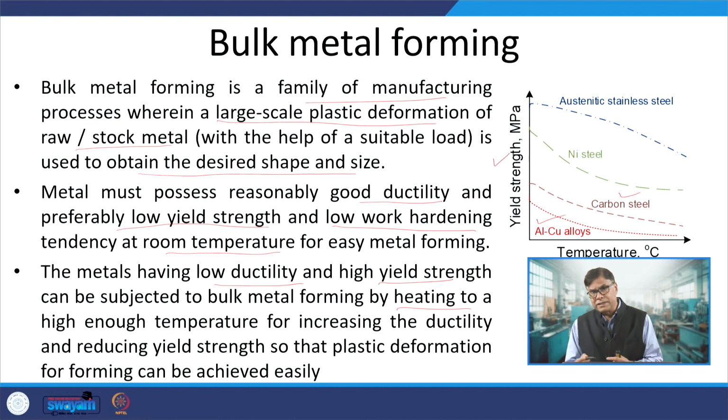So, in all the cases there will be drop in yield strength of the metal with the increase of temperature, but the percentage drop may vary with the metal system itself depending upon their thermal softening tendency. Okay. So, when the metal is softened, then its ductility is usually enhanced, coupled with the reduction in yield strength, and that in turn facilitates the plastic deformation easily, even in those metals which have high yield strength and low ductility at room temperature.